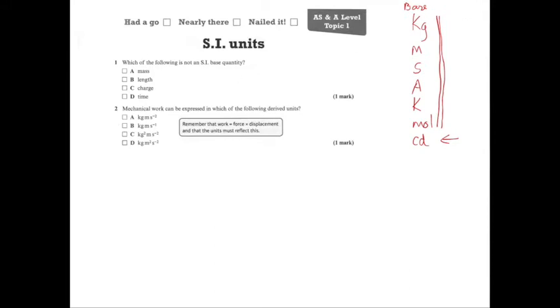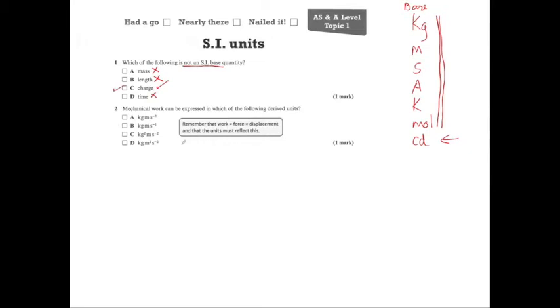Okay, so which of the following is not an SI base quantity, right? Well, mass is an SI base quantity, so that is the wrong answer. Length is an SI quantity, so that is the wrong answer. Charge is not an SI base quantity. You can see that charge is not there, so that is the right answer. And the final question is that time is also a base unit. There we go, time is measured in seconds. So the correct answer is C.